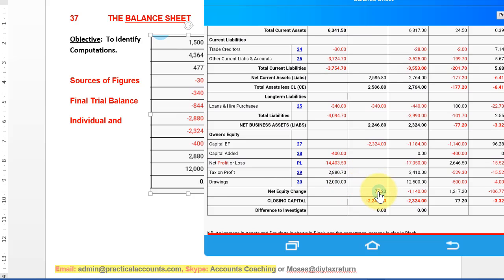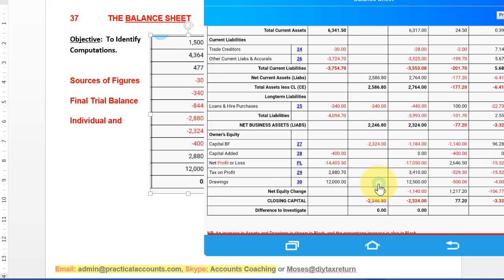And the difference is 7720. Now, this 7720 reduces the capital brought forward from 2,324 to only 2,246.8. So the closing capital after the end of all business activity in that financial year is 2,246, which is equal to the net business assets. Now we are saying the net business assets is what belongs to the owner in form of closing capital. So that is it about the balance sheet.